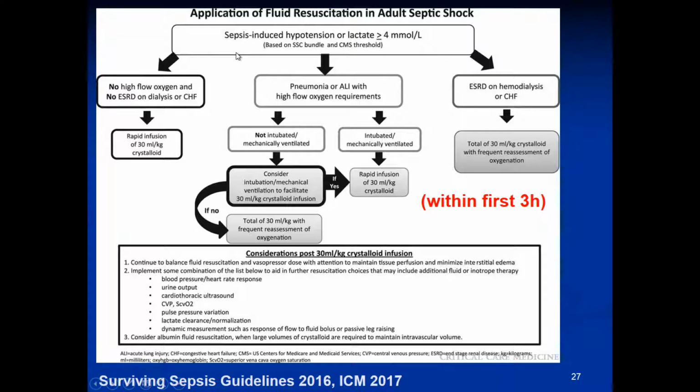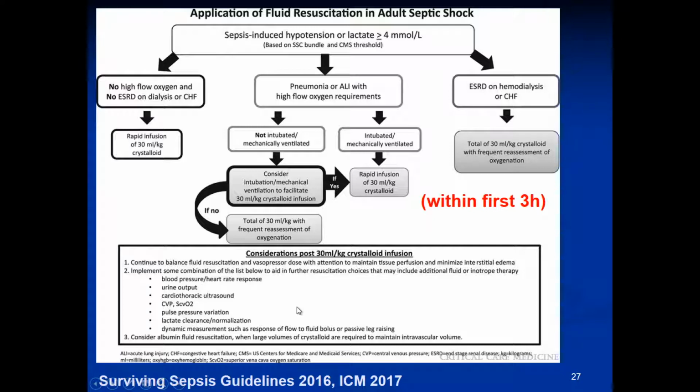So for patients with sepsis-induced hypotension or an elevated lactate, this algorithm incorporates the Surviving Sepsis Campaign as well as CMS values in terms of recommendations. The recommendation is, if there's not a concern regarding an oxygen requirement or cardiac dysfunction or renal dysfunction, that an initial fluid bolus, 30 mL per kg, is a reasonable initial fluid trial, and then to continue to balance fluid resuscitation and vasopressor dose to maintain tissue perfusion and minimize interstitial edema.